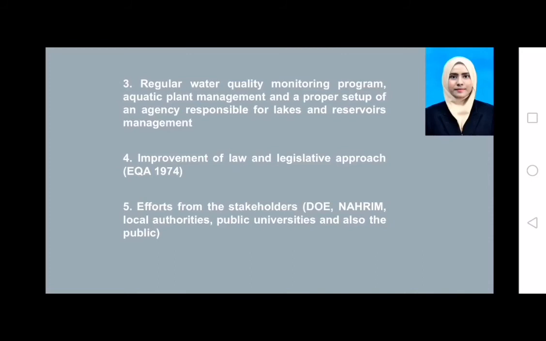The last one, these issues also require real efforts from stakeholders, especially DOE or Department of Environment, NAHRIM, local authorities, public universities, and also the public. With regard to public awareness, the public needs to be educated and informed on phosphorus toxicity and contamination and how it impacts the safety of water, ecosystem, and human health.